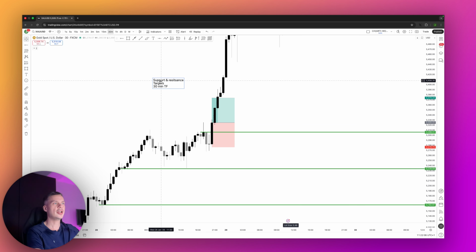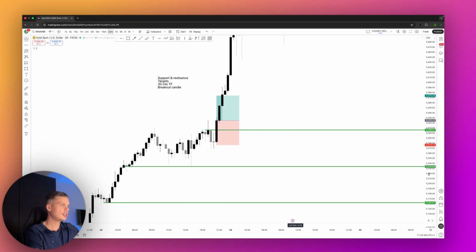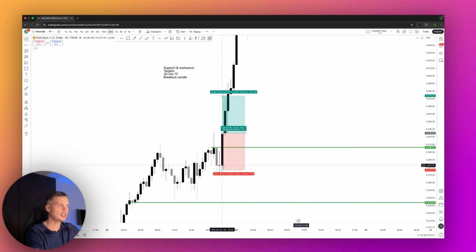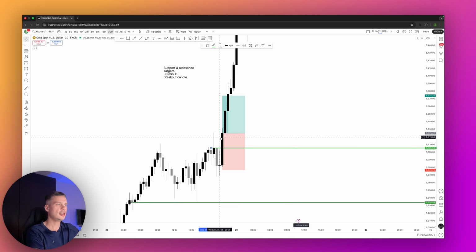Okay, so now we have found our support and resistance zones. We have found our targets. We are on the 30-minute time frame. So what's to do next? The next thing is the most important thing, and that is what we call the breakout candle. The breakout candle is a candle that breaks out, obviously, with a body closure above the resistance. So with this trade, we can see that this candle closed above the area. So this is our valid breakout candle.